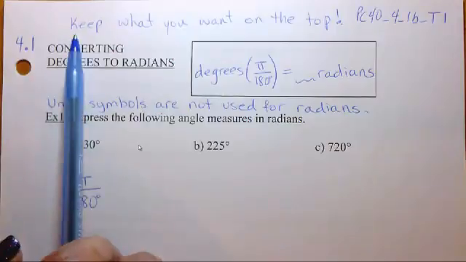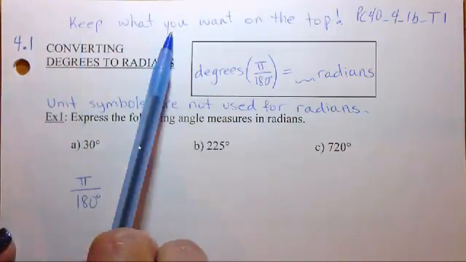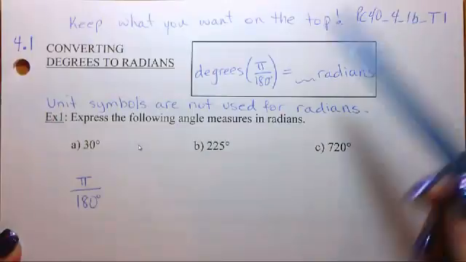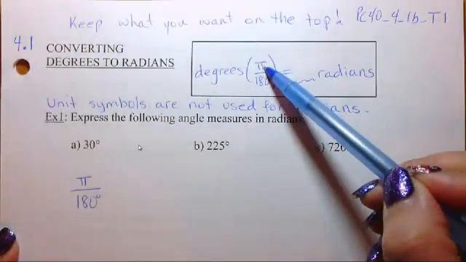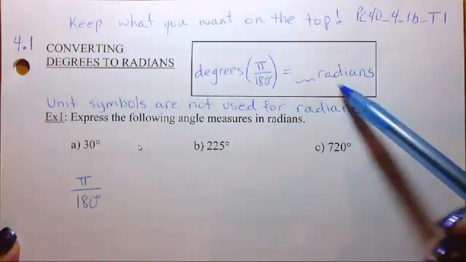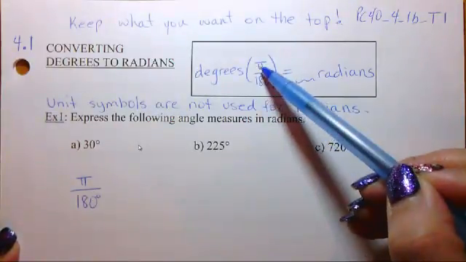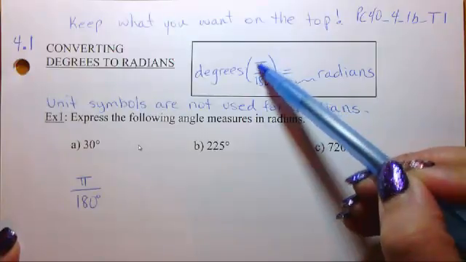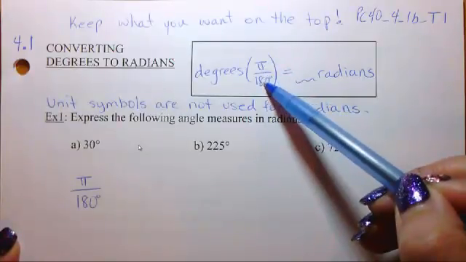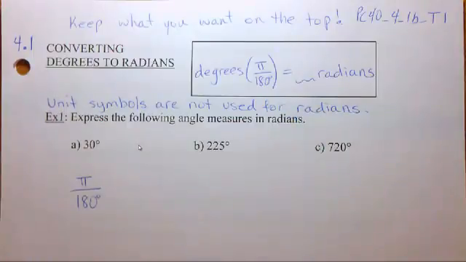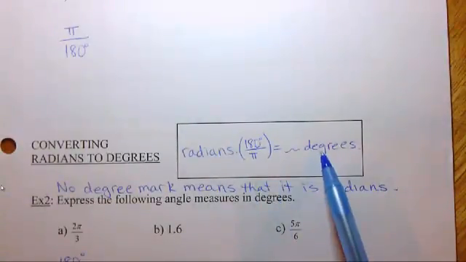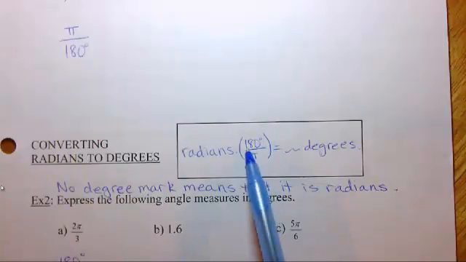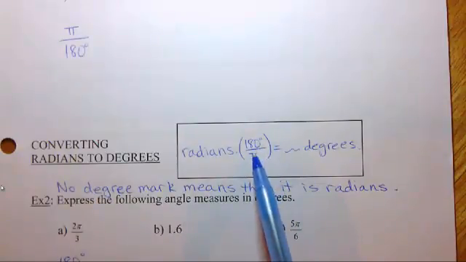So here, a side note, what you want to do is keep what you want on the top. And what I'm talking about there is this ratio. If I want radians in my answer, then I'm going to have my ratio set up where I've got pi on the top, because pi is referring to the radians, and then keep the 180 degrees on the bottom because it's referring to the degrees. Now for the other way around, if I want to result with degrees in my answer, then I'm going to have the 180 degrees on top and the pi on the bottom.